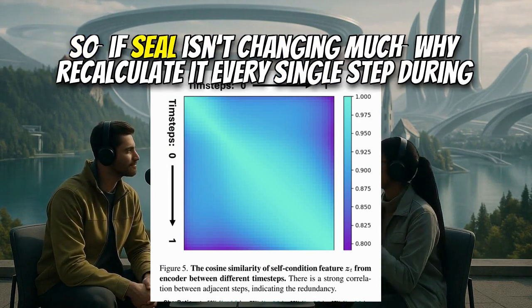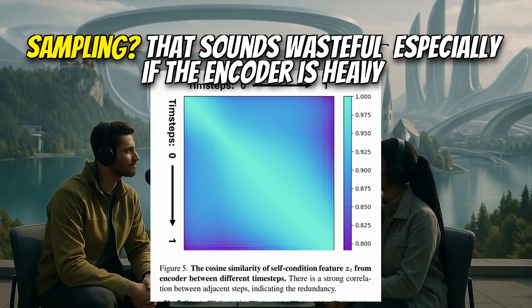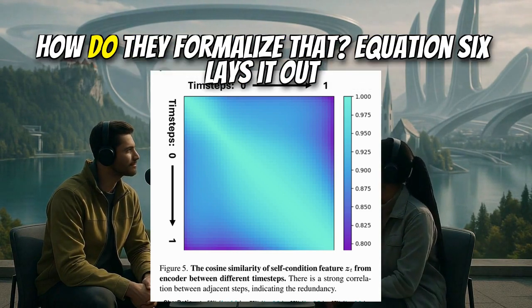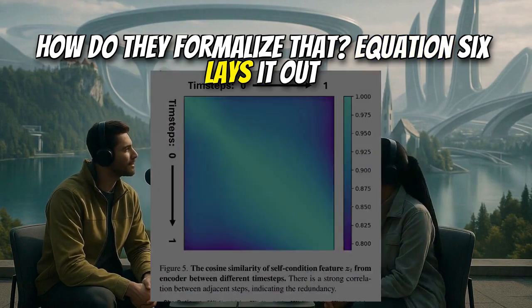So, if z_t isn't changing much, why recalculate it every single step during sampling? That sounds wasteful, especially if the encoder is heavy. Exactly. You can just reuse it for a few steps. That's the core idea. How do they formalize that? Equation 6 lays it out.